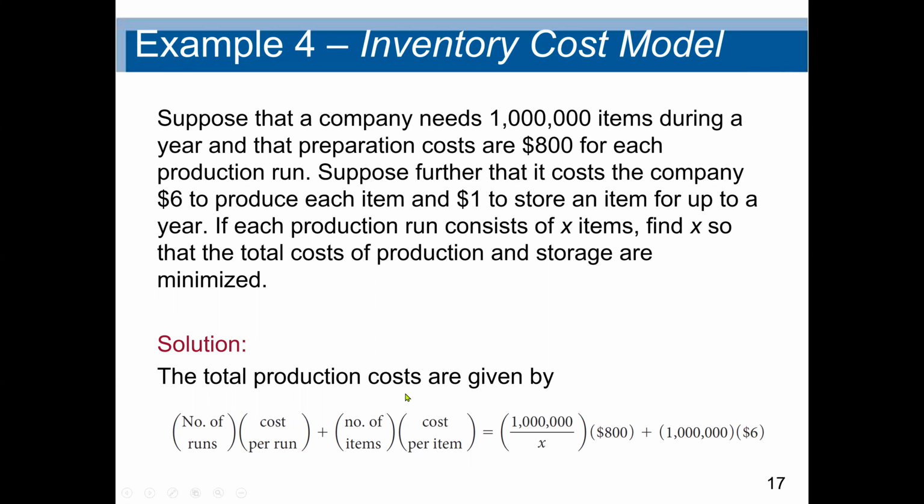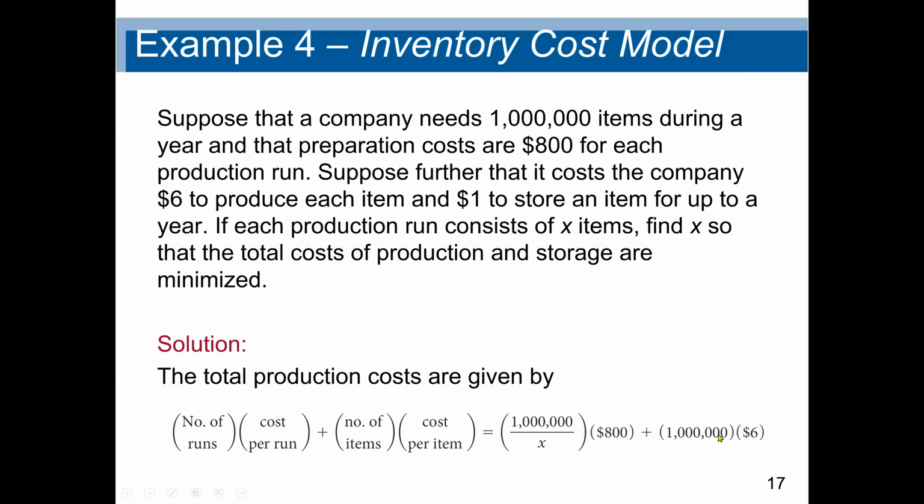What is the total production cost? Based on our question, we have the number of runs times the cost per run, plus the number of items times the cost per item. The number of items is equal to the 1 million during the year. And here we represent the number of runs by X, then times 800, because 800 is the preparation cost for each production run.